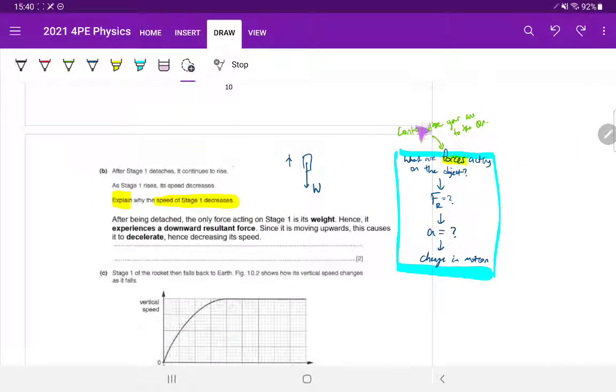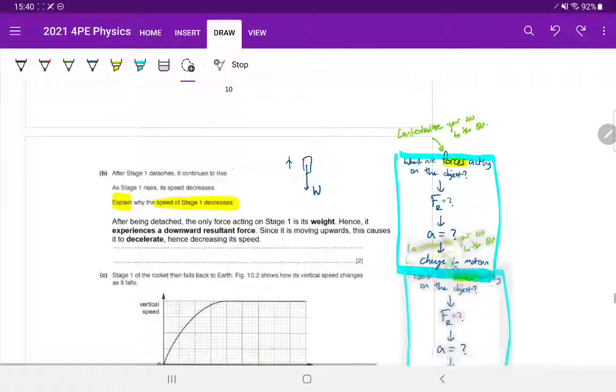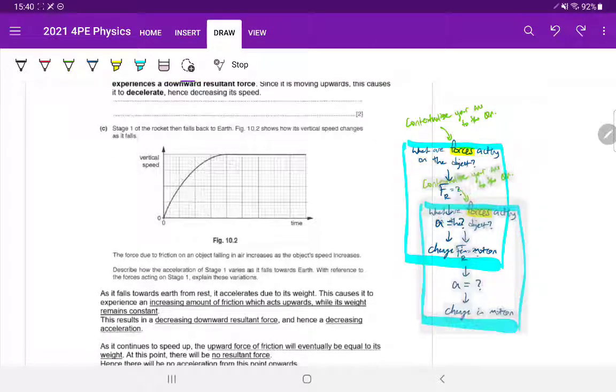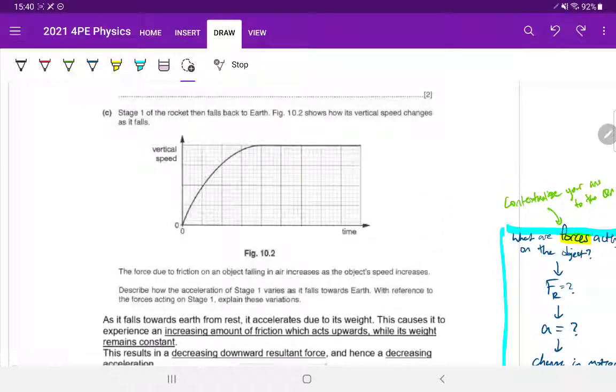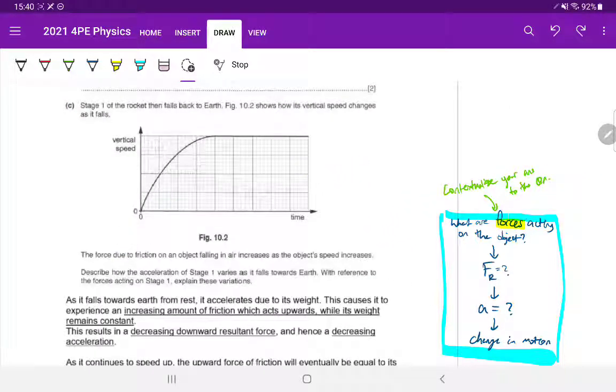I'm going to move this chain down with me. Okay, so part C is a similar type of question. They give you a graph to show its motion. They tell you that the force due to friction of an object falling in air increases as the object's speed increases. So as the speed increases, the friction increases. So now we're talking about its fall. You see the stem of the question here.